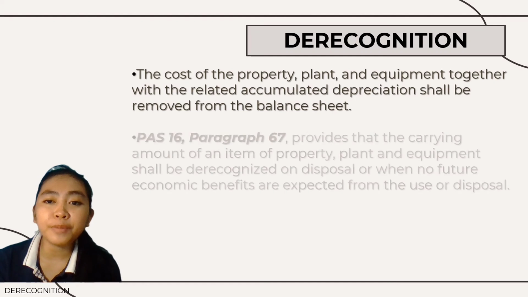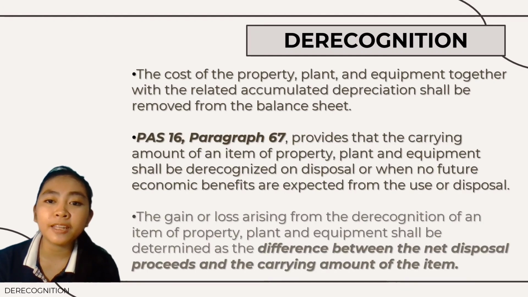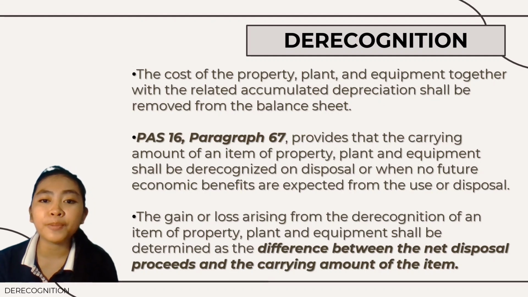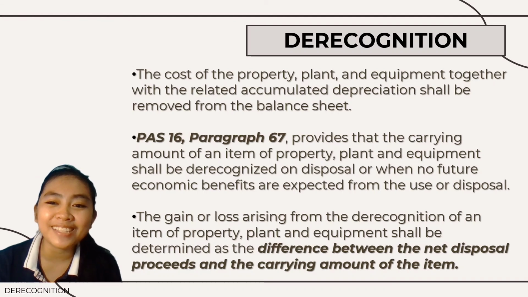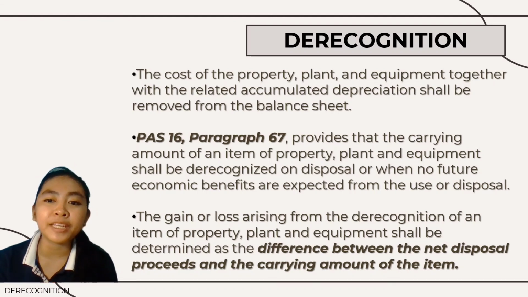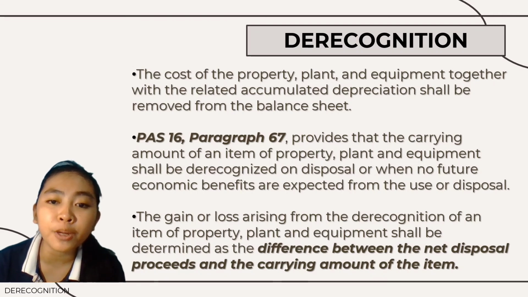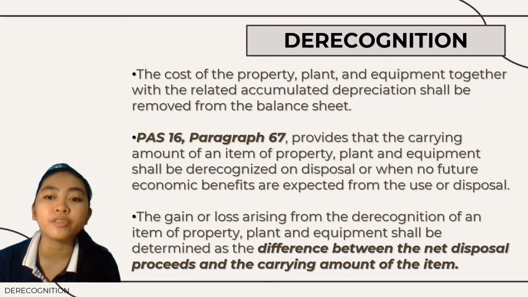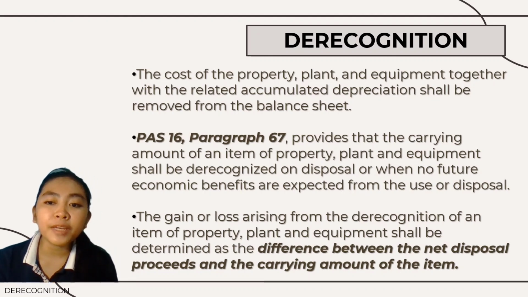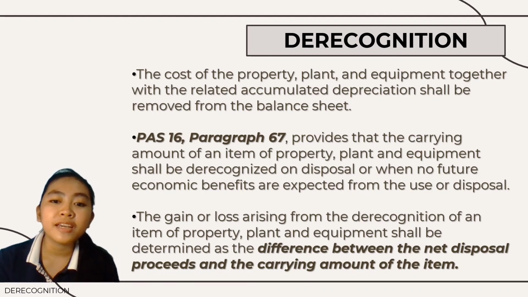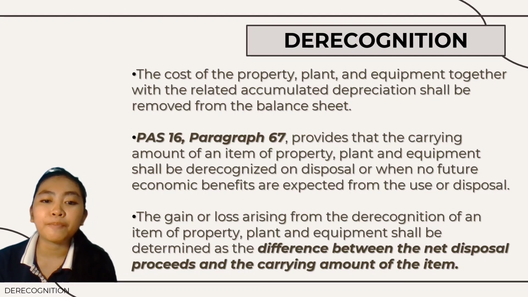The derecognition means that the cost of the property, plant, and equipment together with the related accumulated depreciation shall be removed from the balance sheet. PAS 16, paragraph 67 provides that the carrying amount of an item of property, plant, and equipment shall be derecognized on disposal or when no future economic benefits are expected from the use or disposal. The gain or loss from the derecognition of PPE shall be included in profit or loss, and gain shall not be included in revenue but treated as other income.